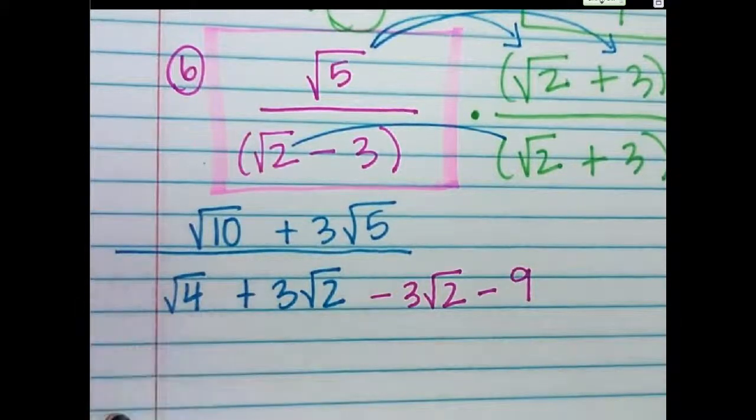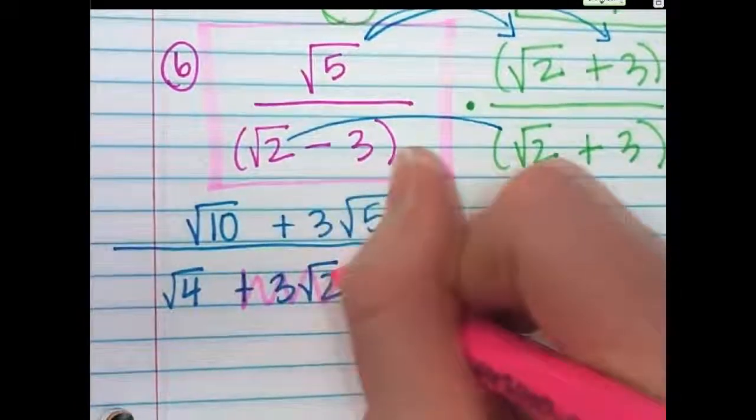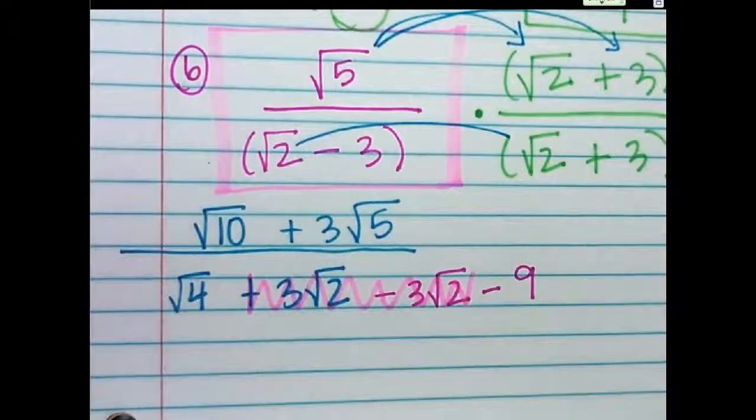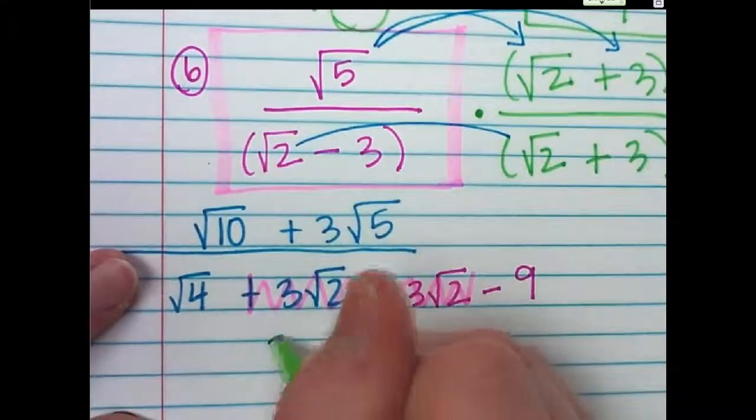Okay, so again, there's my middles. They cancel. And then here's where you're going to simplify. What is the square root of 4? 2. So I get 2 minus 9.